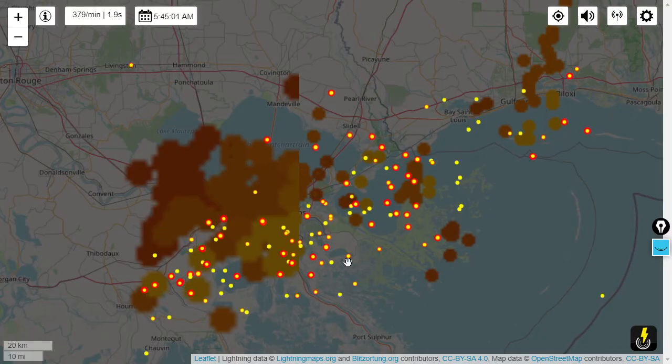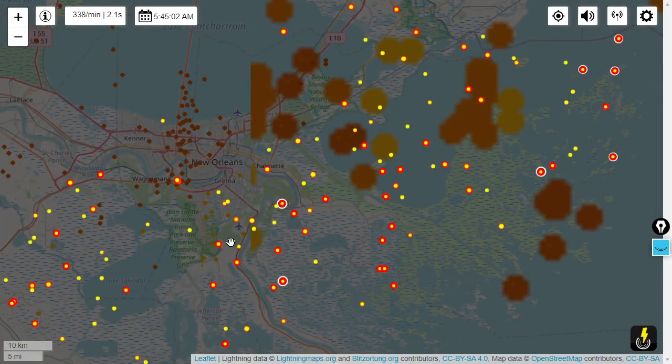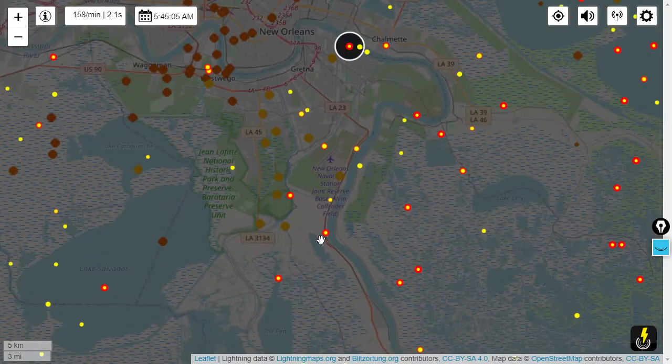Shout out to Slidell. Hey, Nolans. There is some serious thunder rolling in Nolans.